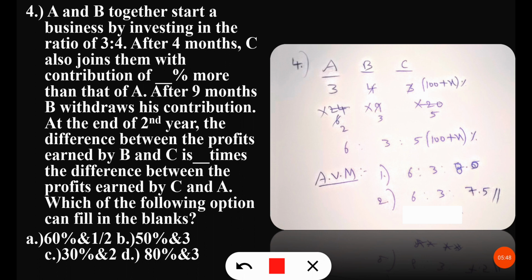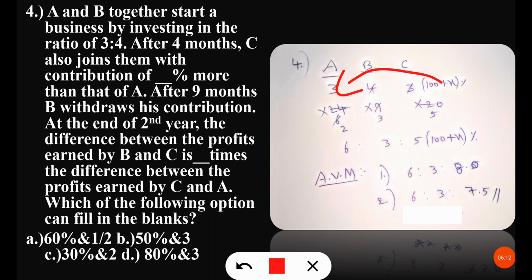There are 3 people called A, B and C. A has invested 3 parts, B has invested 4 parts, and C has invested X percentage more than that of A. Let us consider A has invested 100%. Out of that, C has invested X% more than that of A. That means 100 plus X%. Again, this 100 plus X% should be multiplied with 3.